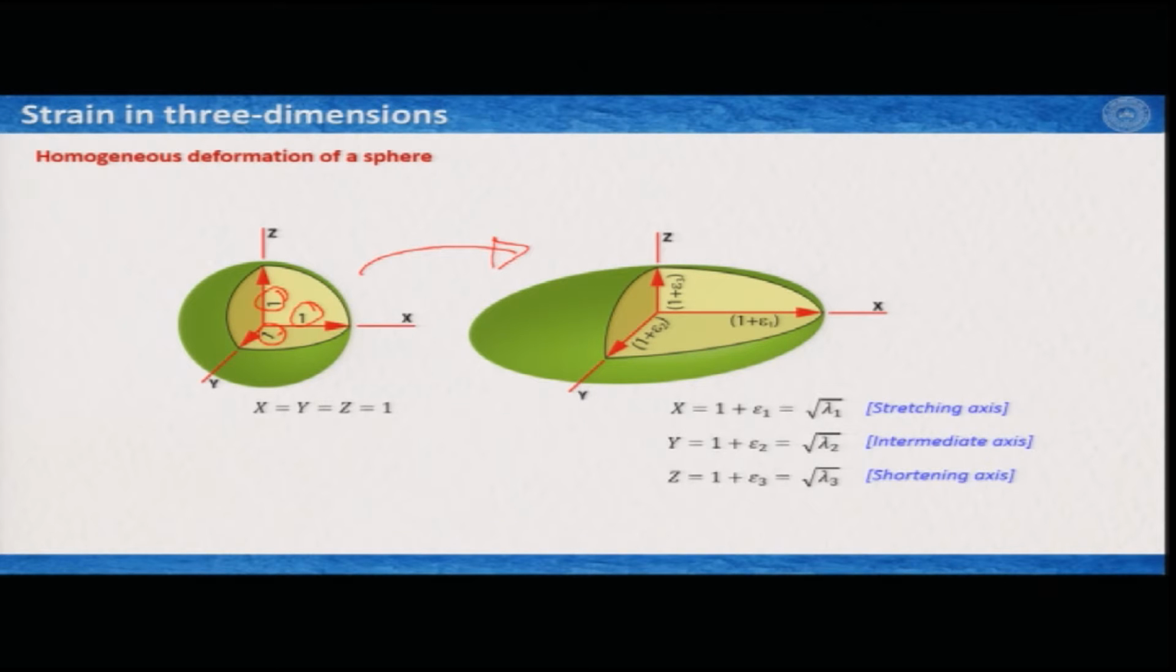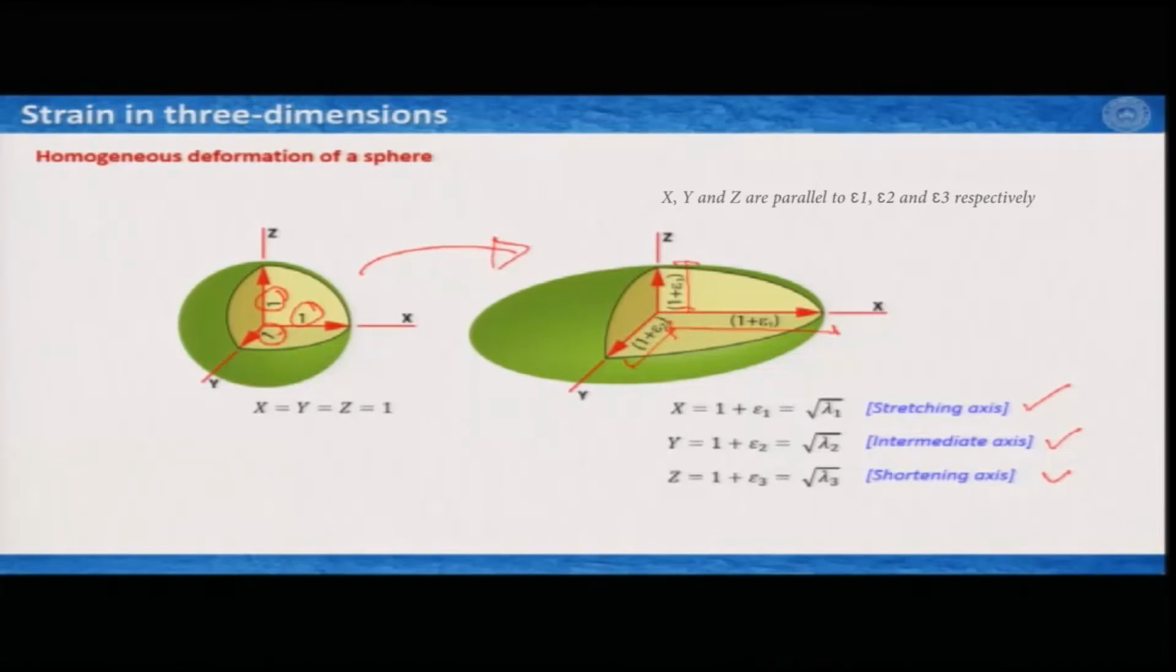In that case, z would be 1 plus epsilon 3, x would be 1 plus epsilon 1 and y would be 1 plus epsilon 2. And therefore, at least from this visualization, as x has elongated most, x is the stretching axis, y is the intermediate one compared to z. So, y is the intermediate axis and z got compressed most. So, therefore, z is the shortening axis. These x, y, z, these 3 play a very important role, their deformations, their shortening, their extension relative to the other 2.